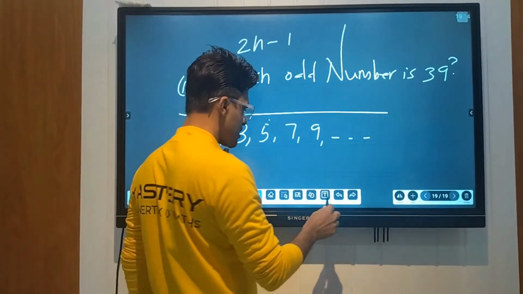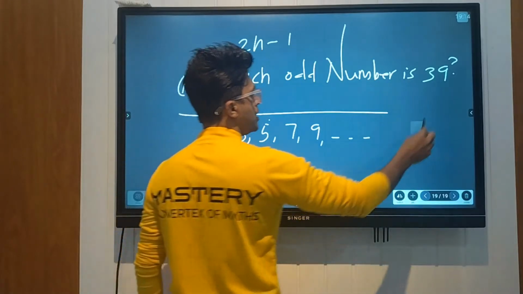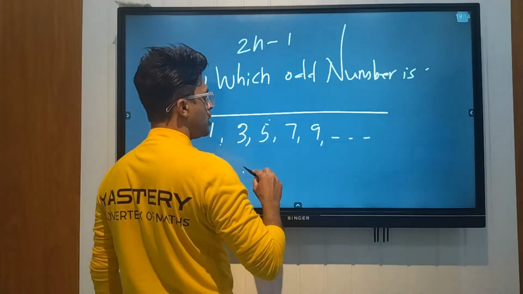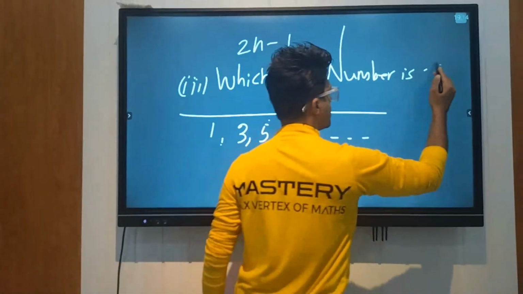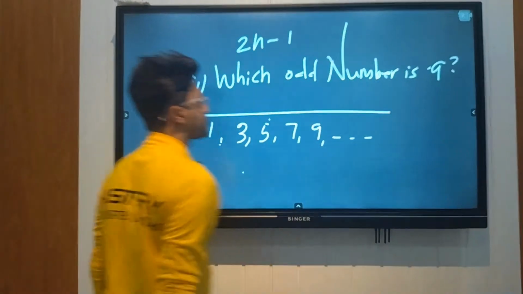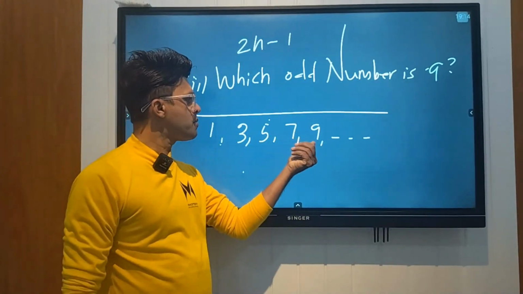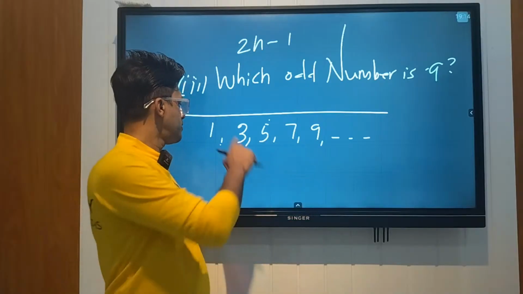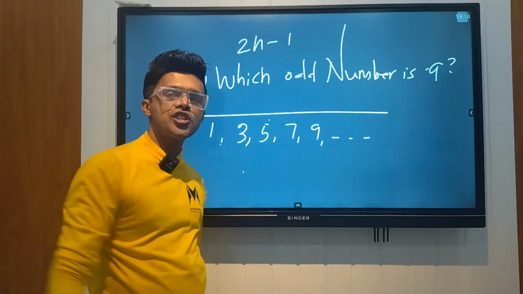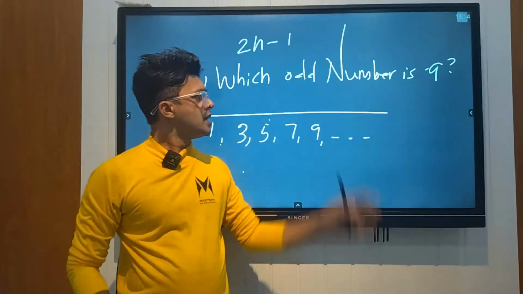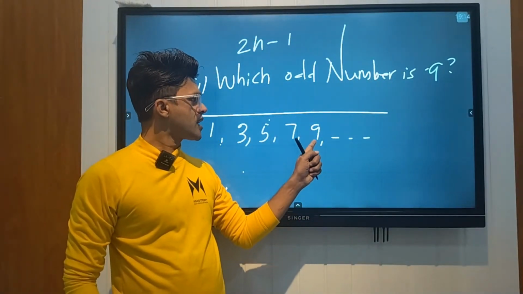Which odd number is 9? Do you know that? Really, which odd number is 9? It is the fifth odd number. First, second, third, fourth, fifth. That is the fifth odd number. This one, we know the answer of that, right?